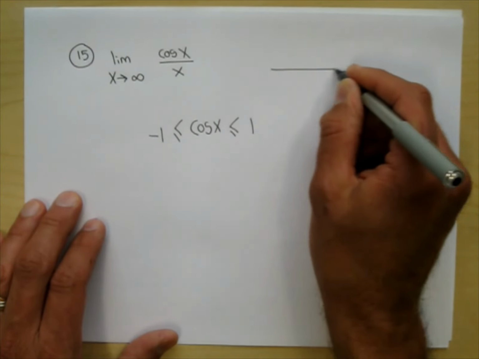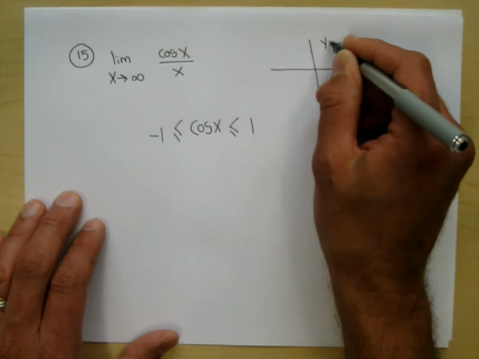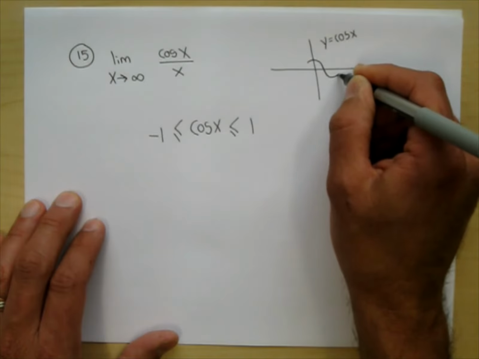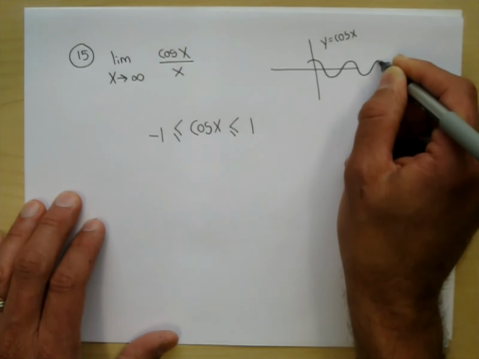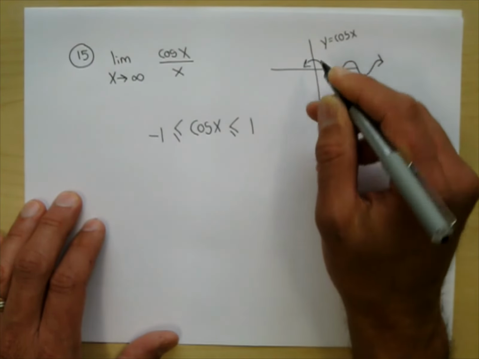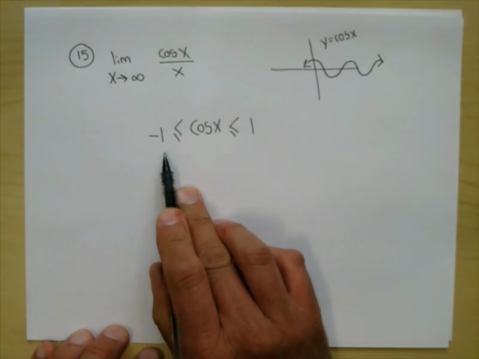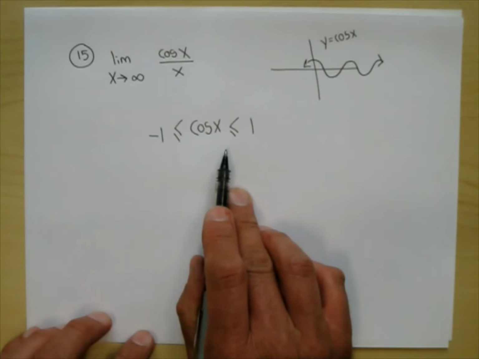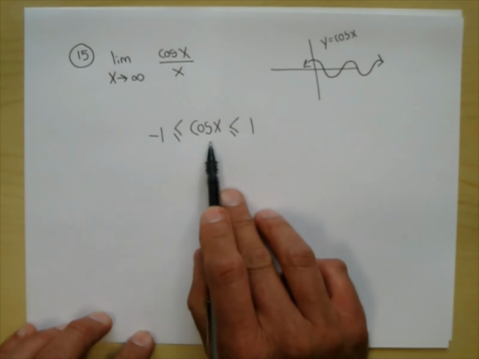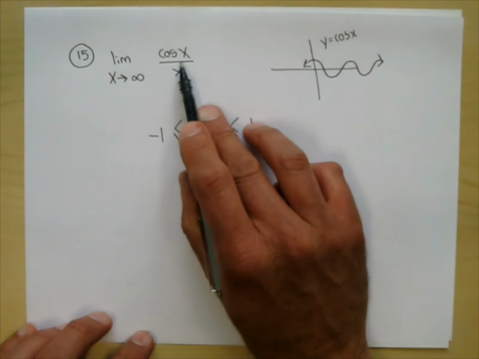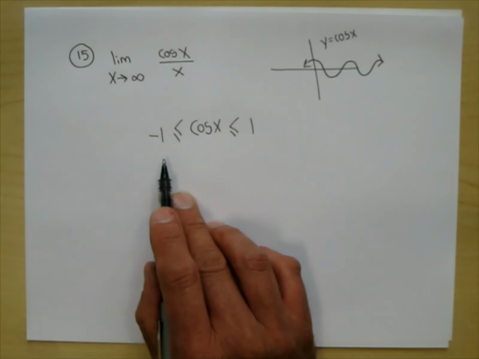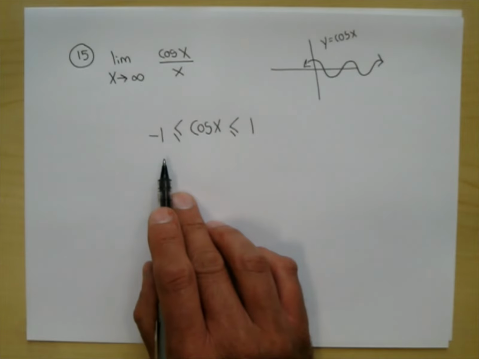And that's because here's the cosine graph. Y equals the cosine of x. It's just oscillating between the two heights of 1 for the high and negative 1 for the low. Okay, so now what I'm going to do is, I really don't want to find the limit of the cosine. I want to find the limit of the cosine over x. So I'm going to divide everything by x.